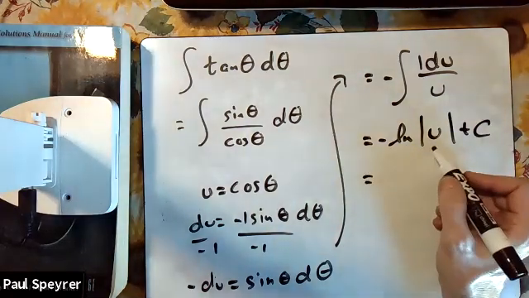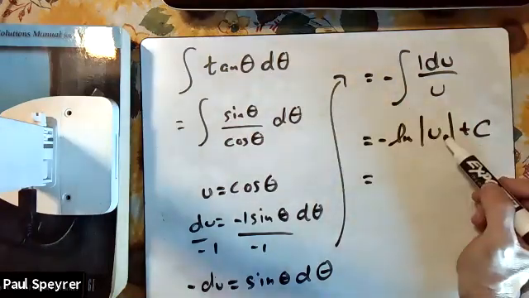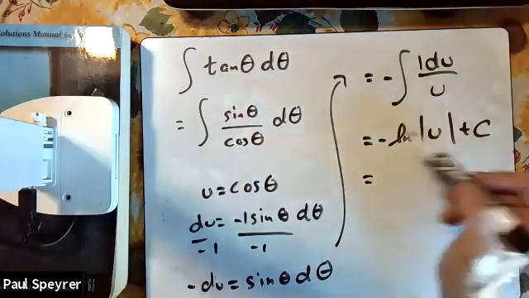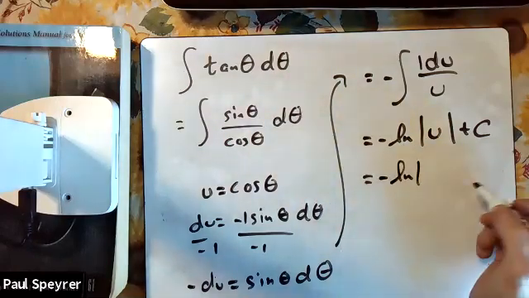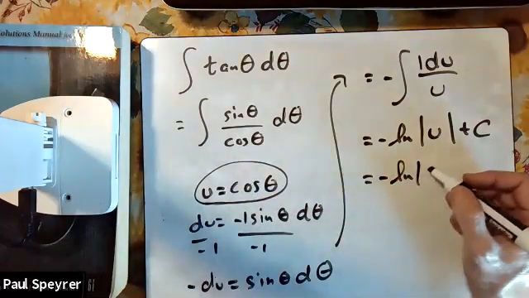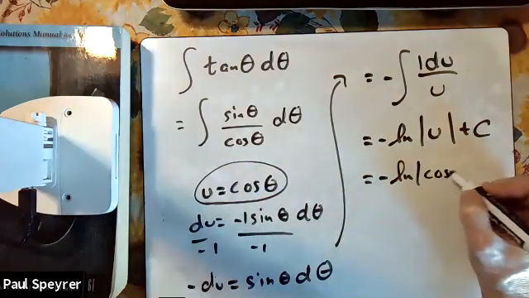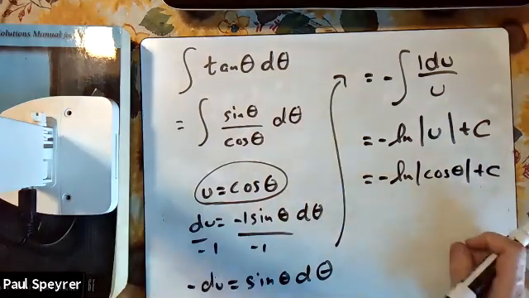What is that? Or how do we finish this off? We have to go back to theta, right? We're in U right now. We need to go back to the variable theta. How do we do that? What's the relationship between U and theta? It's right here. So it's actually negative natural log of the cosine of theta plus C with your absolute value bars.